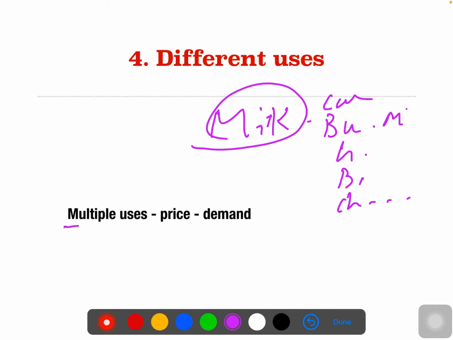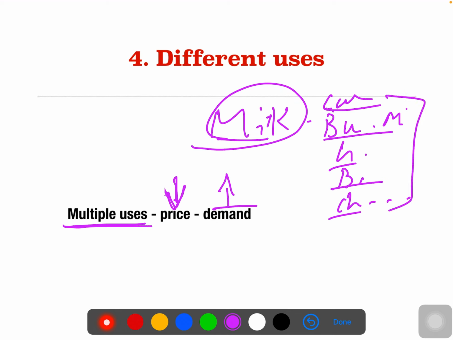So whenever you have multiple uses for any good, if the price falls, the multiple uses will be more. In that case, demand is going to increase, because they think that if I purchase milk, I'll use it for curd, buttermilk, ghee, butter, cheese, everything. So if the price of any good which has multiple uses decreases, automatically demand for it is going to increase, because they can use the same good for all these reasons.